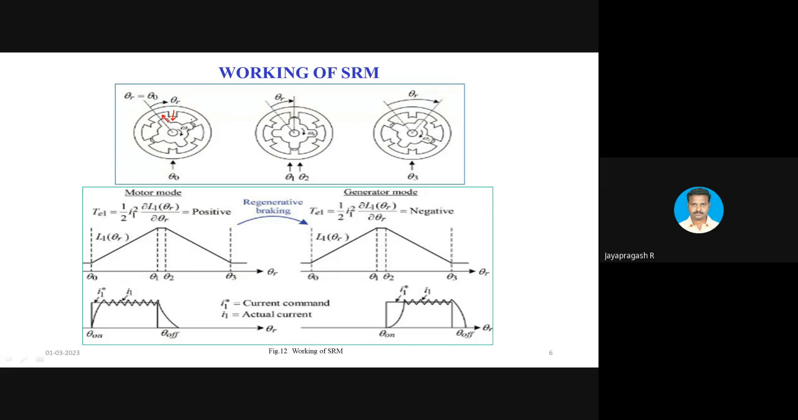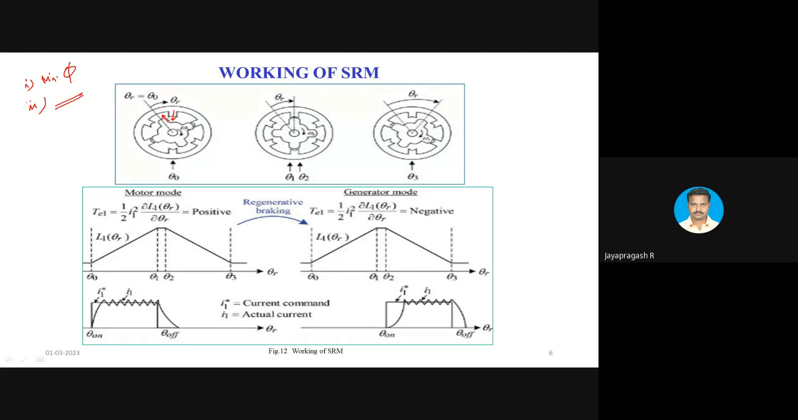We all know that for the production of torque, there are only two things. If you consider any electrical machine, whether it's a conventional electrical machine or a special electrical machine, only two things are mandatory for the production of torque: either the machine should possess a minimum of two flux quantities, or the machine should possess the variable reluctance property.